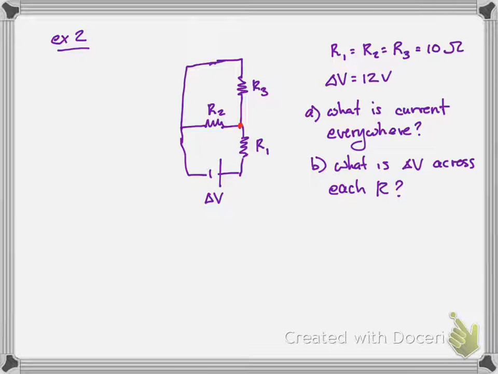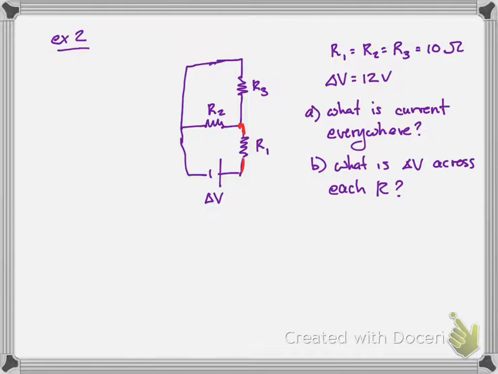Are any of them in parallel with each other? Well, let's think about what it means to be in parallel. Is R1 in parallel with another resistor? In other words, are the two wires coming out of R1 attached to the two wires coming out of anything else? And the answer is no, it's not.